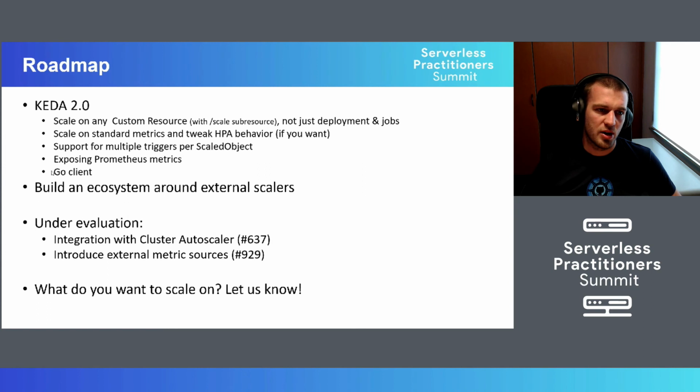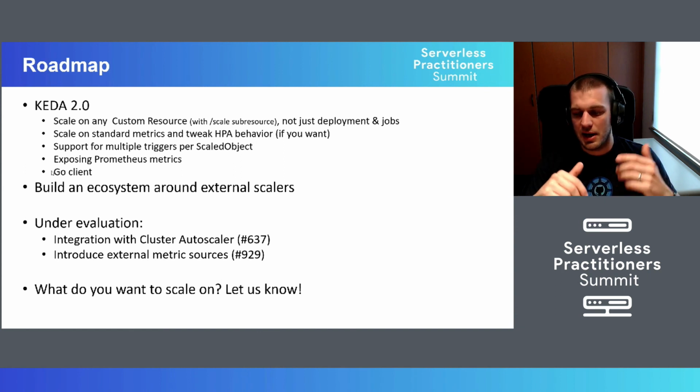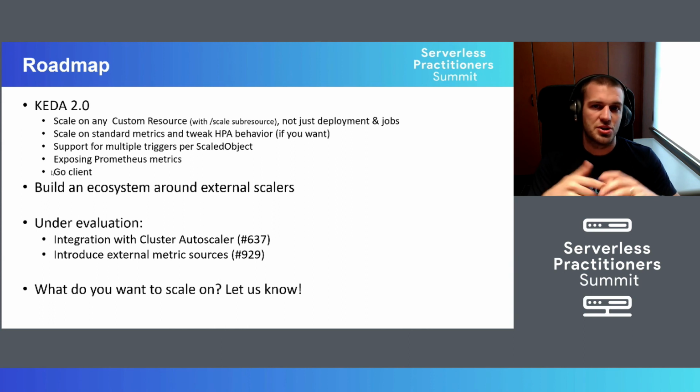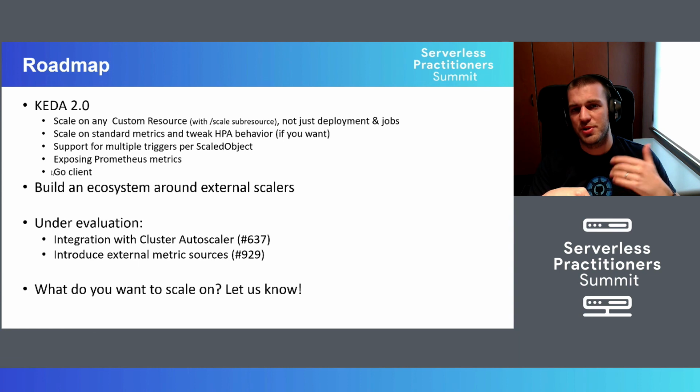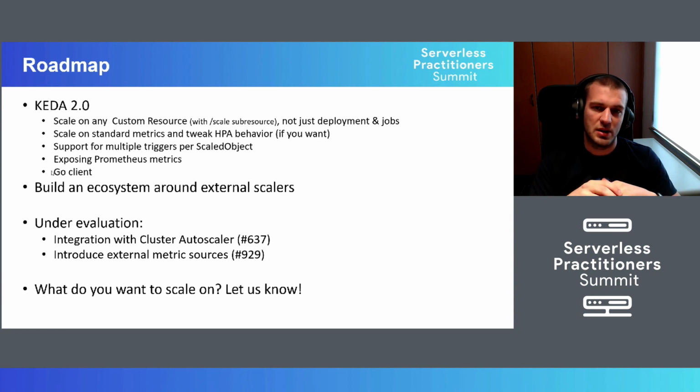We're working very hard on KEDA 2.0, allowing you to scale on other custom resources which are not a Kubernetes deployment or job. And we're going to surface more of the HPA and the standard metrics like CPU and memory so that you can scale on those as well. We'll allow you to use multiple triggers per scaled object, and we will surface our own metrics so that Prometheus can use these. And you can manage KEDA with the Go client.